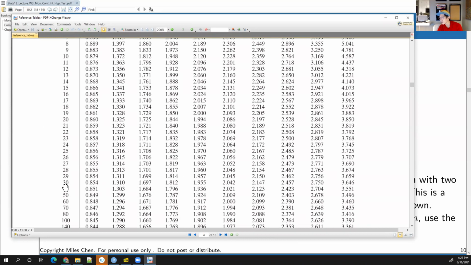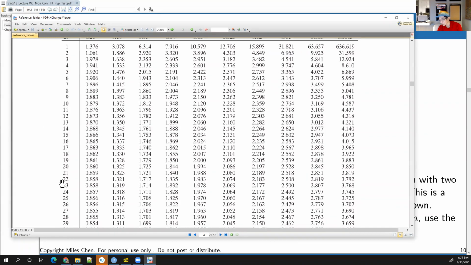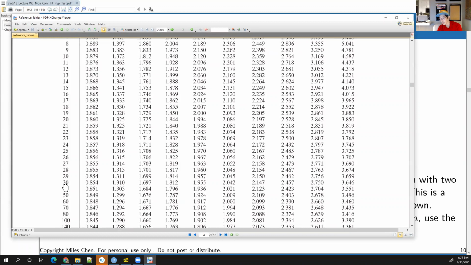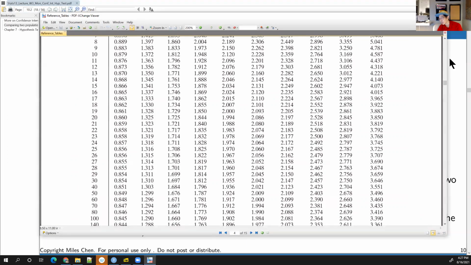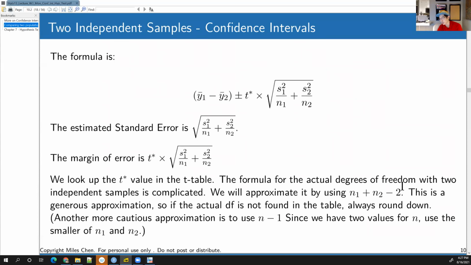You don't find 38 degrees of freedom in the degrees of freedom column, okay? You find 30 and you find 40, okay? And so again, because 38 degrees of freedom is a generous number here, we're always going to round down, okay? So even though 38 is closer to 40, we would round down and just use the row for 30 degrees of freedom, okay? Because this approximation N1 plus N2 is always a little bit generous. So if the actual degrees of freedom is not found, always round down, okay?